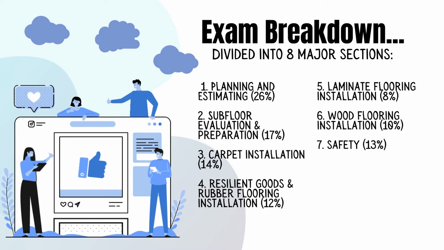Now, this exam is broken down into 8 major sections, with planning and estimating covering about 26% of the questions. Subfloor evaluation and preparation, 17%. Carpet installation, 14%. Resilient goods and rubber flooring installation, 12%. Laminate flooring installation, 8%. Wood flooring installation, 10%. And safety questions covering 13%.